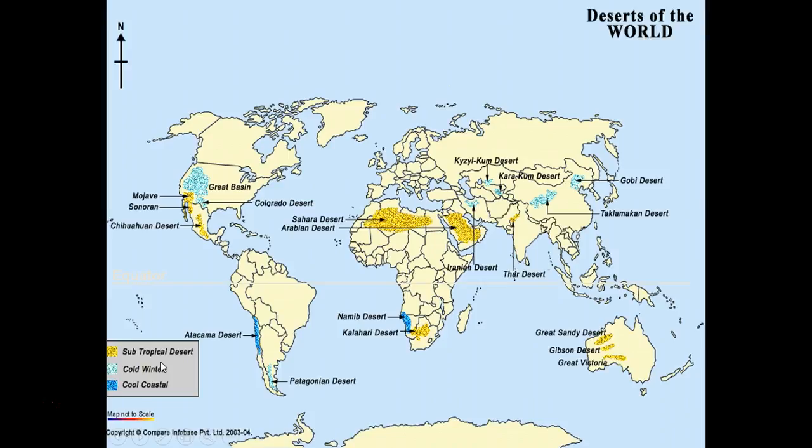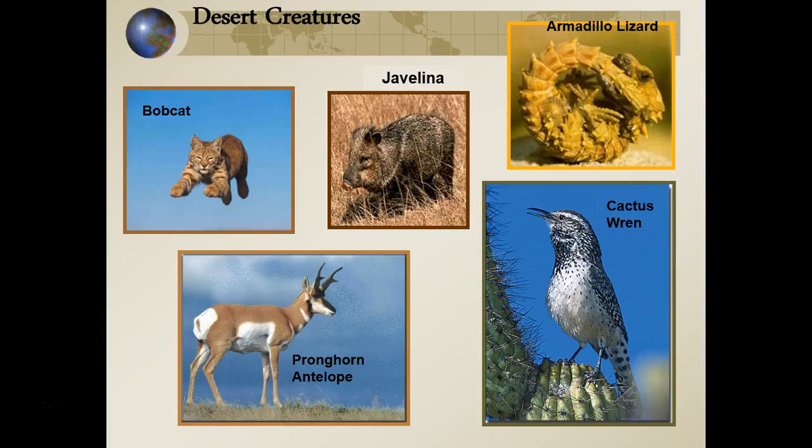Move on. These are some of the desert creatures as well. One of my favorite would be the bobcat. I specifically like that animal. I specifically like it because, well, for one, it's still a cat, but it's a different type of cat.